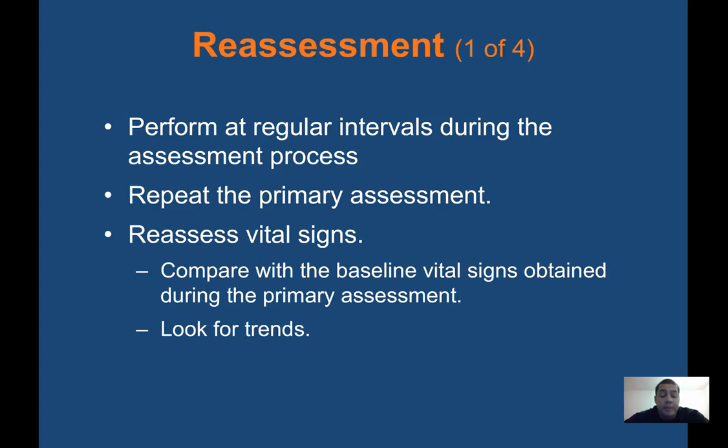Look for trends. So if you have a trauma patient and the initial blood pressure was 140 over 90, the next one you get is 110 over 70, and then it keeps going down, he's probably losing blood. He's losing fluid. So that's probably a bad trend. And you want to let the hospital know.